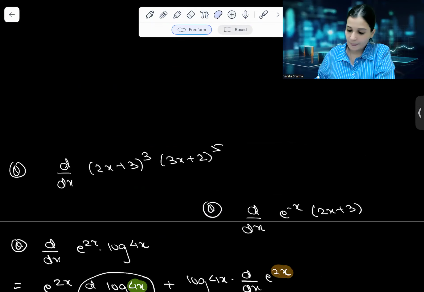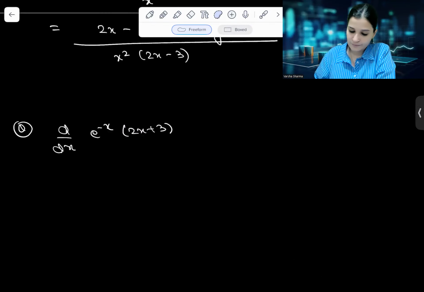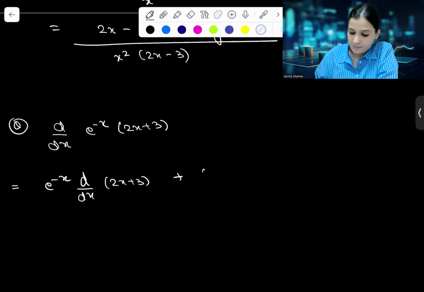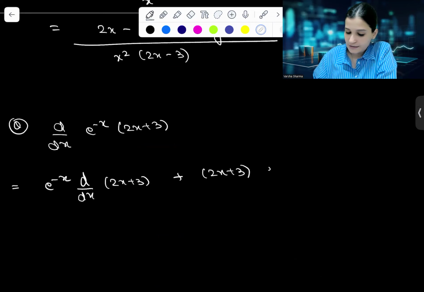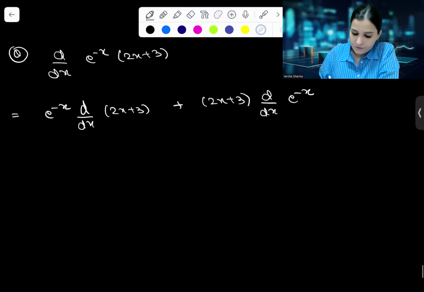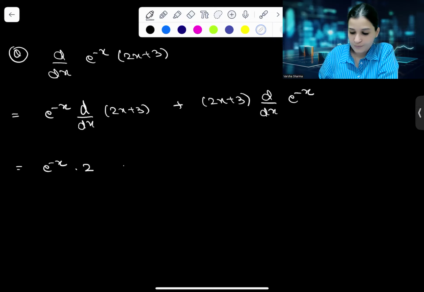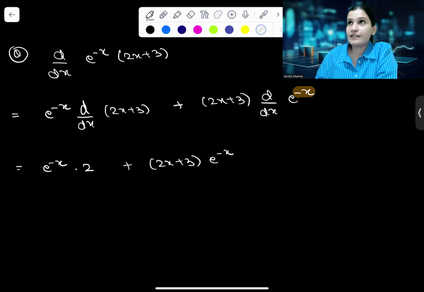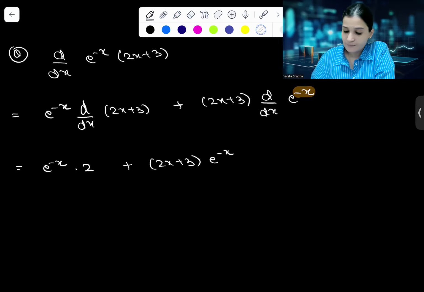The third one is a classic case of the product rule. I'll leave e power minus x and differentiate 2x plus 3, plus I will leave 2x plus 3 and differentiate e power minus x. So e power minus x times the differentiation of 2x plus 3, which is 2, plus 2x plus 3 times e^x, but instead of x we have minus x, so the differentiation of minus x is minus 1.